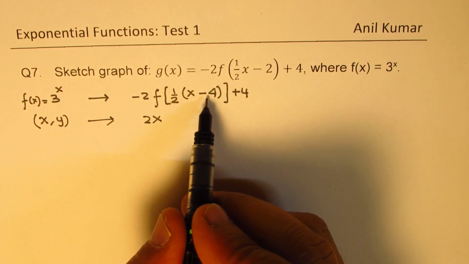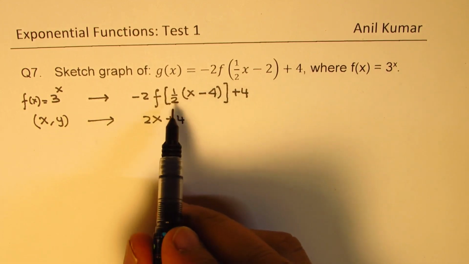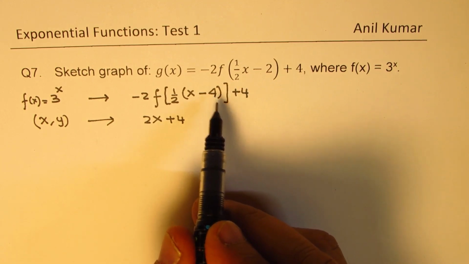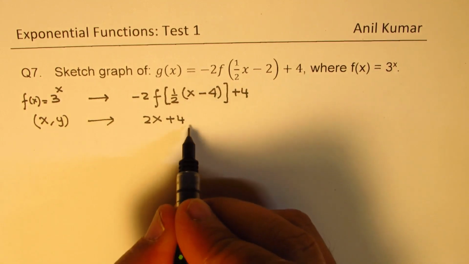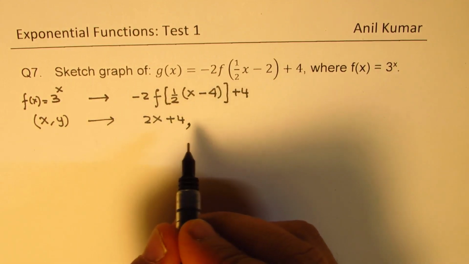And this point here will shift 4 units to the right. So plus 4. Note that if I would not have taken this common, some students could make a mistake of writing 2 instead of 4. That would be wrong. And the y coordinates will be minus 2 times the original value.